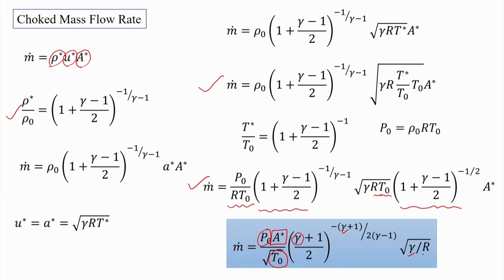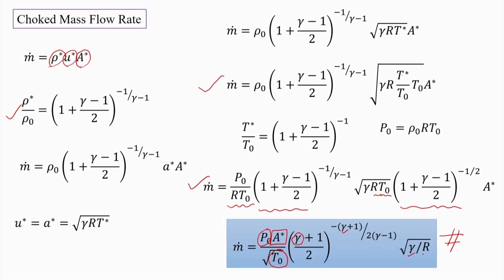The major takeaway from this formula is that once the mass flow rate is choked, whatever we alter the pressure at the exit of the nozzle is not going to change the mass flow rate, since in this formula there is no term which corresponds to the exit condition.